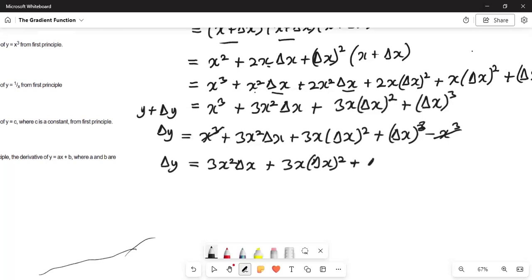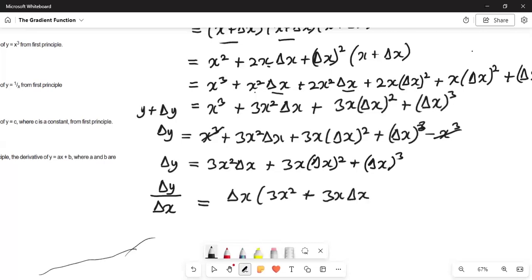Plus delta x cubed. Now, for delta y over delta x, factorizing delta x, I have delta x into 3x squared, because once I bring delta x out, there's no more delta x here, because we are dividing through by delta x. That's the meaning of factorization. If we divide this term here by delta x, it will become plus 3x. I have delta x squared here. If I divide it by delta x, I'll be left with only one delta x, so this will be 3x delta x. Then this delta x cubed, if we divide by delta x, we'll be left with delta x squared. Divide both sides by delta x, and this delta x can cancel this delta x.